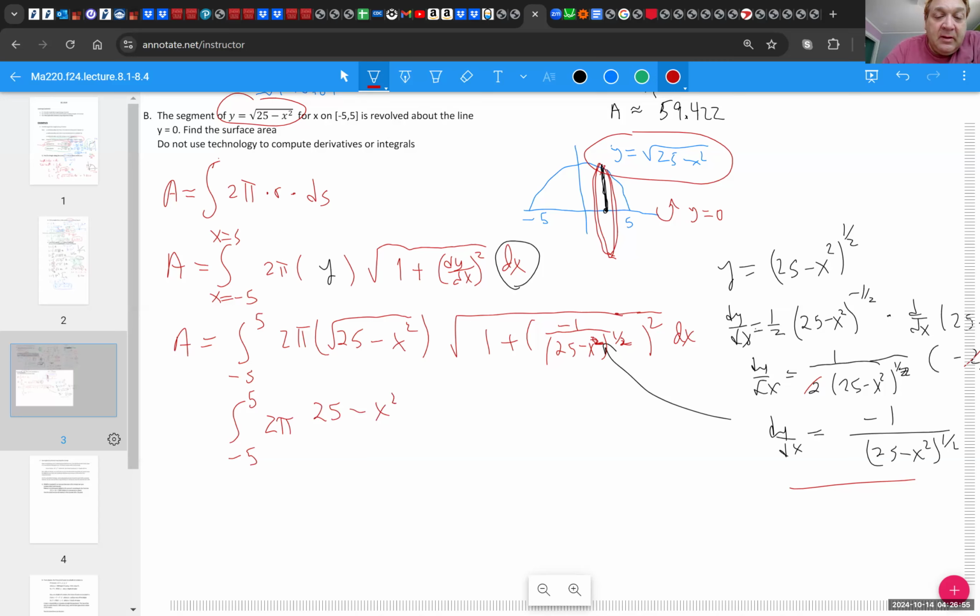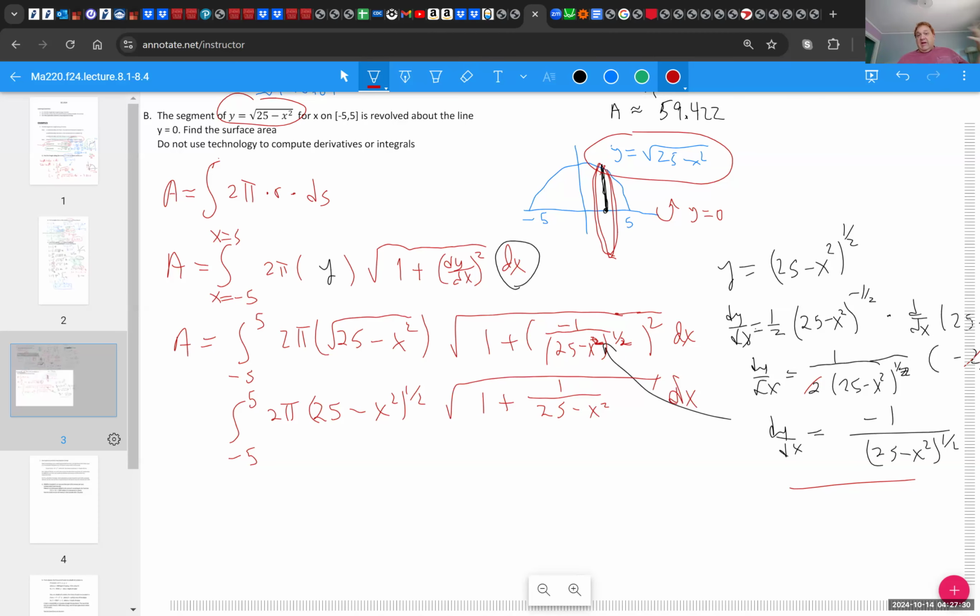I'm going to again write this to the 1/2 power. I'll just leave it there and write the 2 pi up a little higher so it doesn't look weird. So there's 2 pi, 25 minus x squared to the 1/2. Then I get the square root of 1 plus negative 1 squared, which is positive 1, over 25 minus x squared to the 1/2 squared. A 1/2 exponent squared will undo each other, right? A square root being squared just gives me the function. So this is 25 minus x squared. And then I have a dx sitting over here.